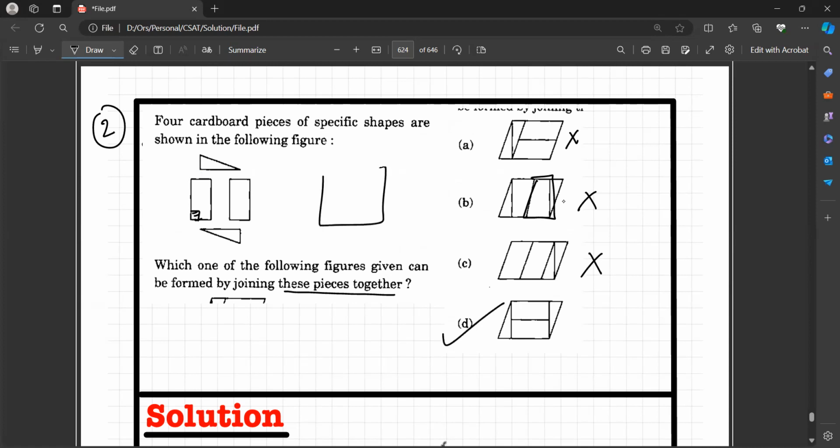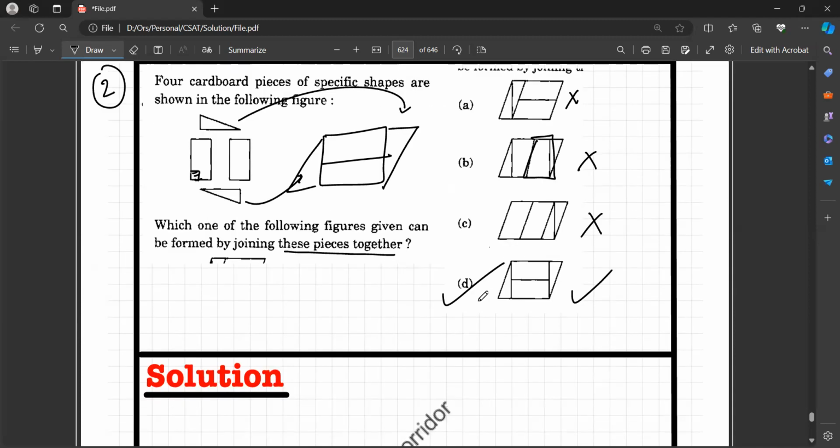You can see the diagram is arranged like this. This one comes here. It makes it like this. And this one comes here, which makes it like this. This is the diagram. Got it? Coming to question number 3.